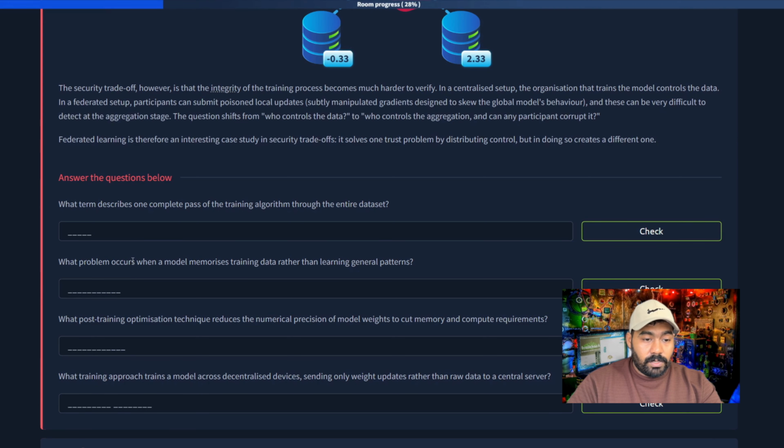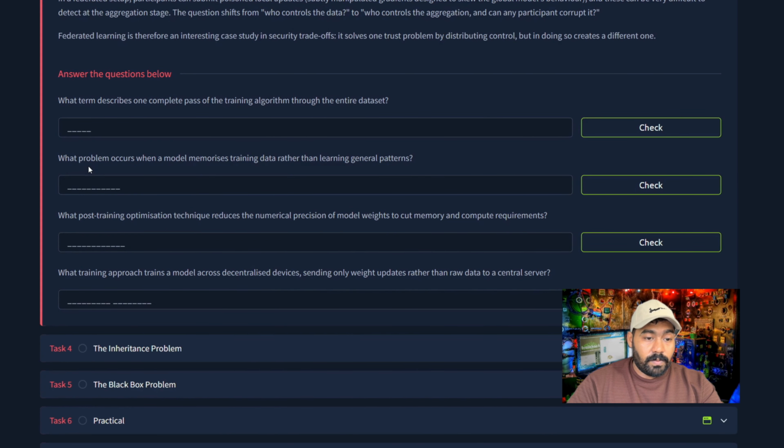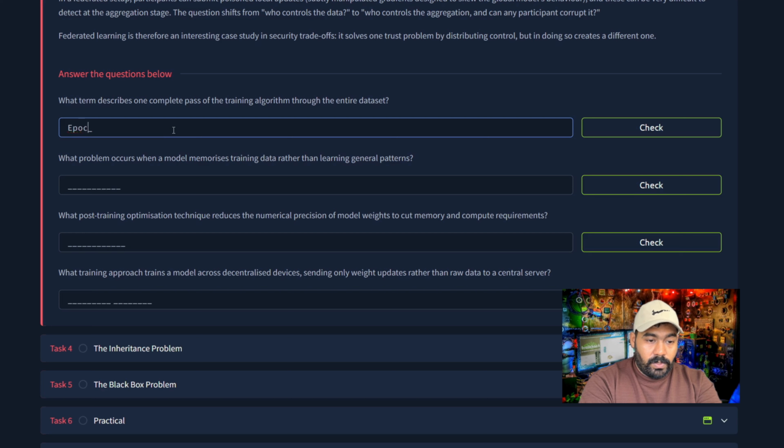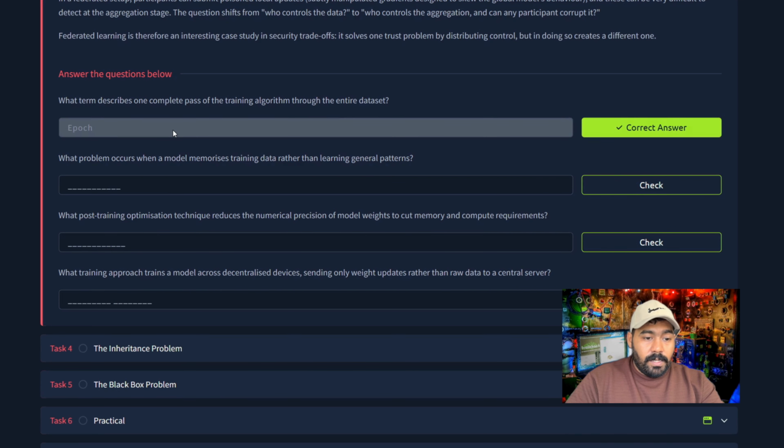So let's answer these questions. Question number one: what term describes one complete pass of the training algorithm through the entire data set? The one which we learned is epoch. Yes, correct answer. What problem occurs when the model memorizes training data rather than learning general patterns? The second point, which is overfitting.